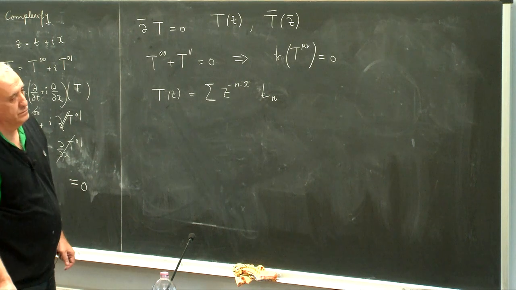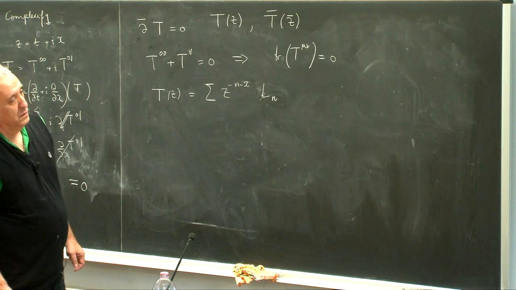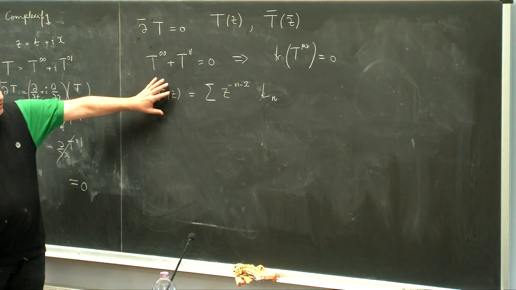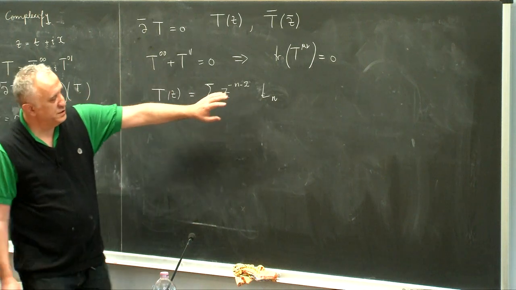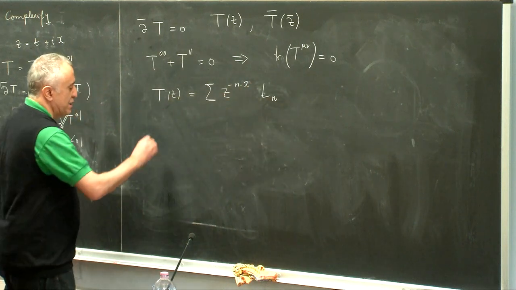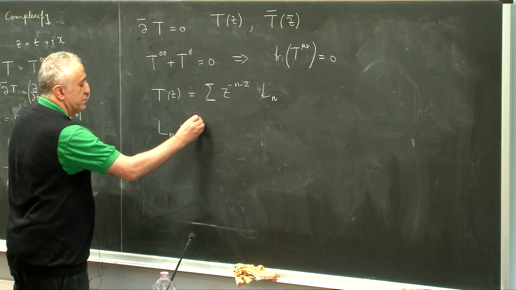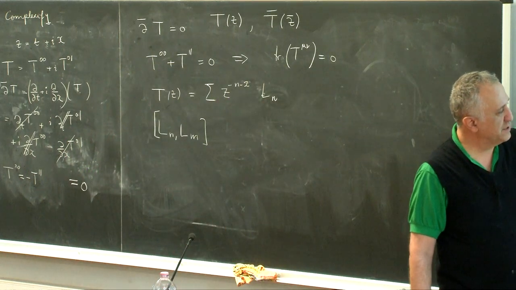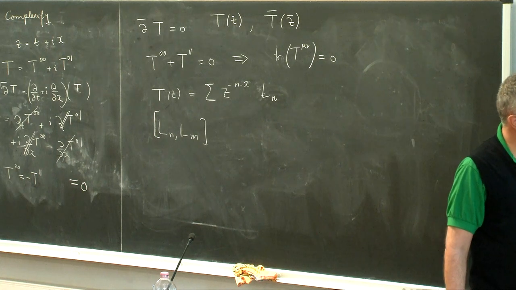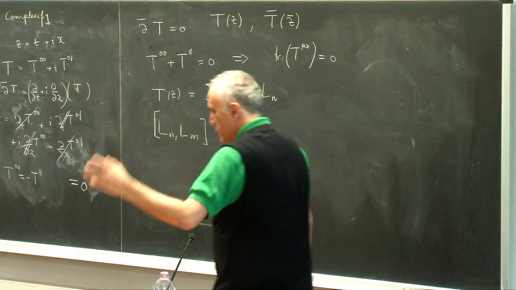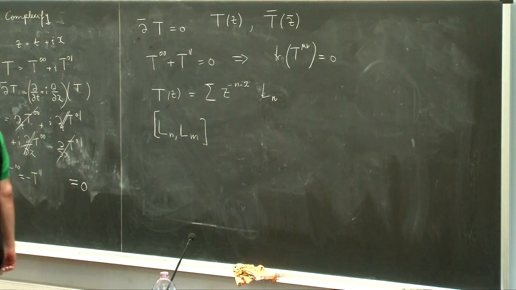Now what? What I can do then is note that these are operators. So these will also be operators in a field theory. This is an operator, these will be operators, and I can ask what is the algebra of Ln and Lm. And something very exciting happens. I note that the algebra of Ln and Lm is exactly the same as the algebra of the Witt operators, which we introduced sooner, with a difference that I have this extra term here.